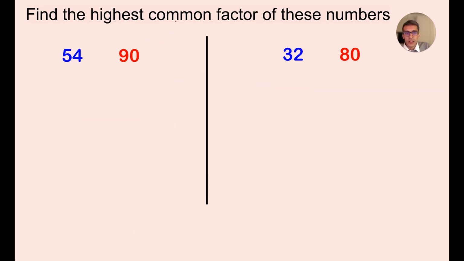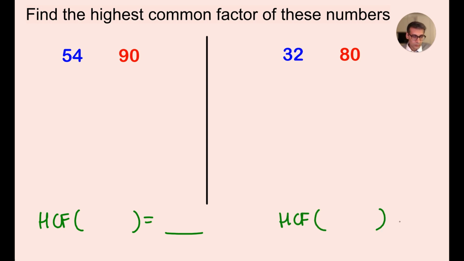Right, so here's a couple of practice questions. Try the first one, draw the upside down bus stop, and then try the second one, and then I'm going to go through the answers with you. You need to state very clearly what the highest common factor is using the brackets and showing your answer. Okay, so hopefully you've had a go, and now I'm going to show you how to do this.